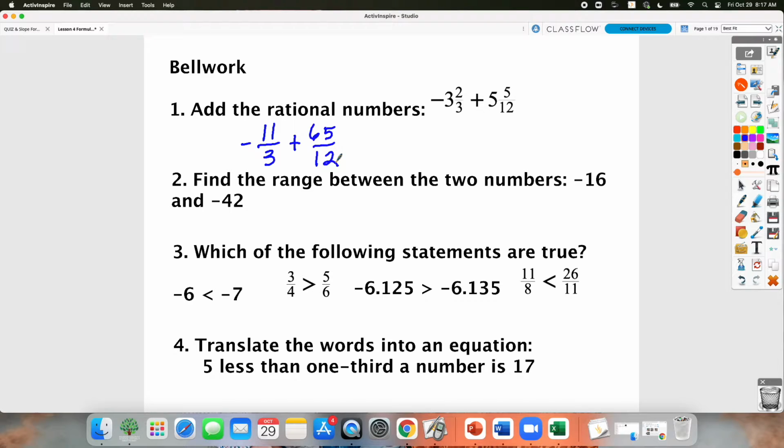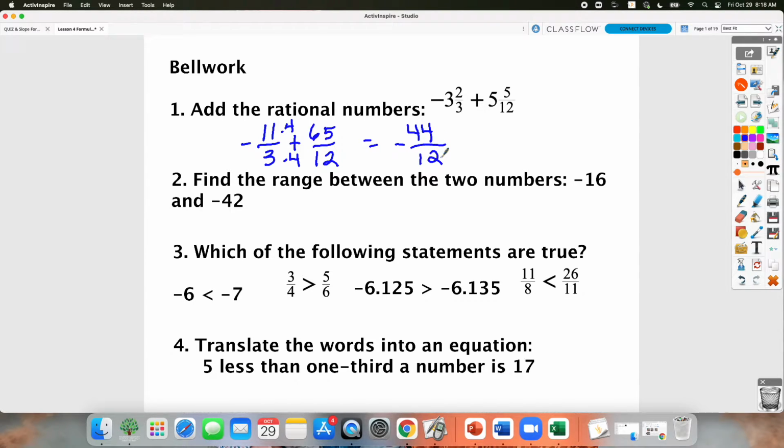I think she's saying she multiplied. Like, you multiplied 3 times 4. Yeah, because we want to use 12 as our common denominator. So 3 times 4 would give me 12, and that means I need to multiply that negative 11 by 4 also. So what do I need to make sure to keep in front of my first fraction? That negative sign. So I'm going to keep my negative. 11 times 4 would give me 44. 3 times 4 is 12.